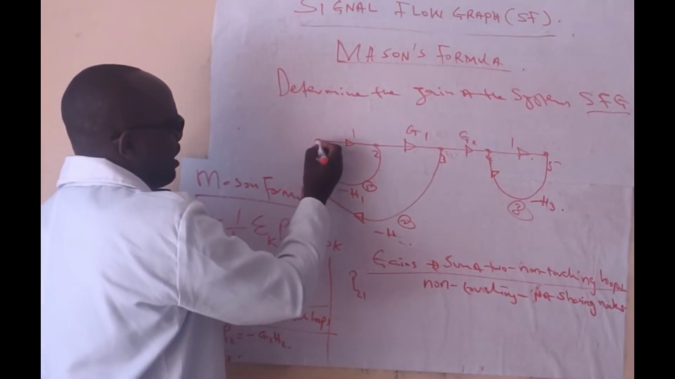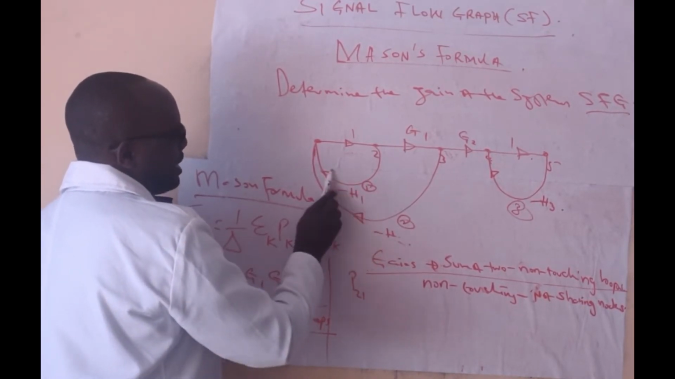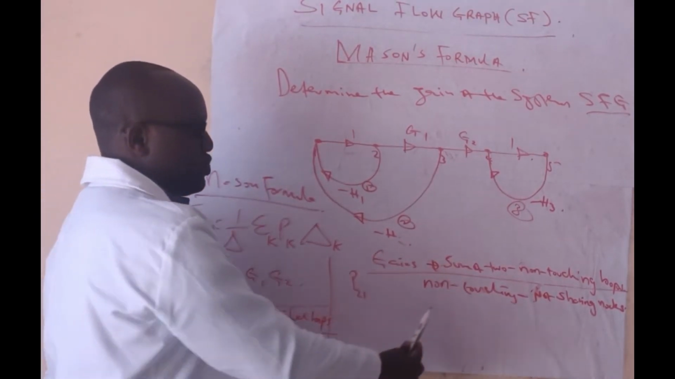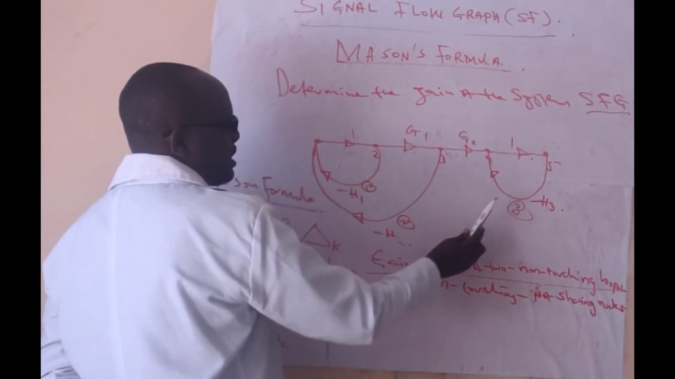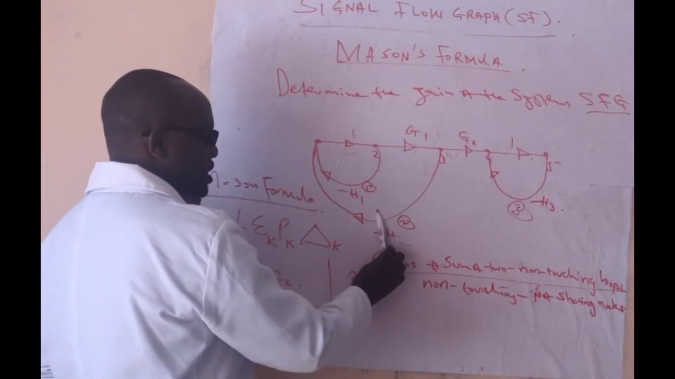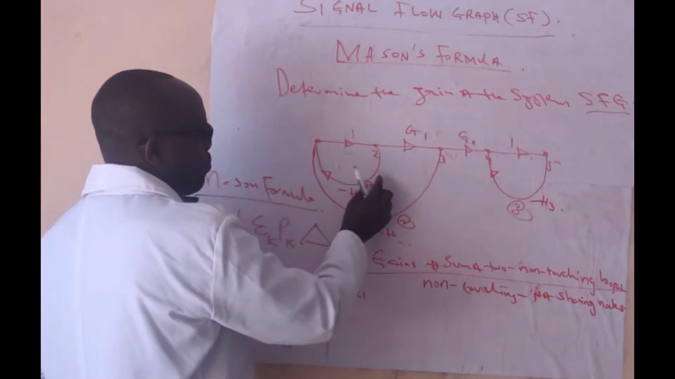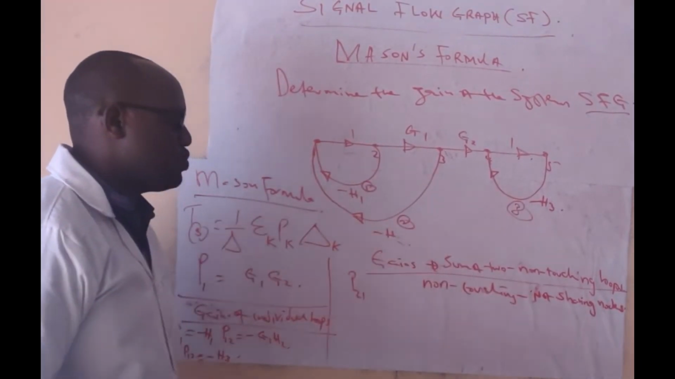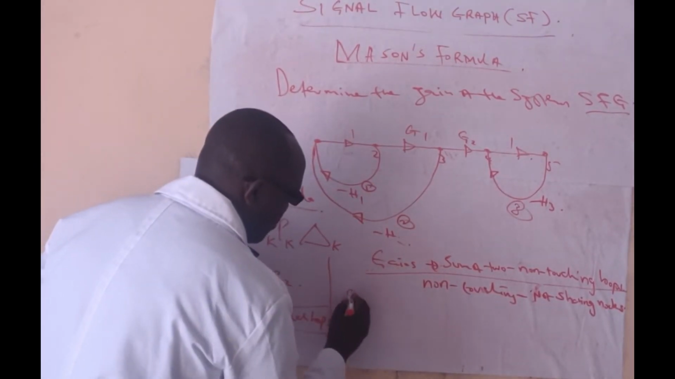Like for example, we have these nodes. This loop and this one, they are sharing the node. So this one and this one cannot qualify. Then when you compare this one and this one, they are not sharing the nodes. And then also this one and this one, they are not sharing the node. So we want this one and this one, and then this one and this one. So we've got two non-touching loops. So we can finish with that one.